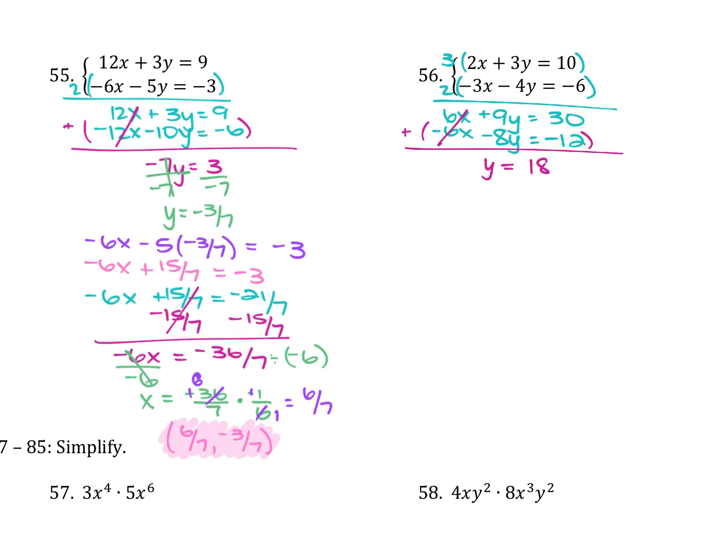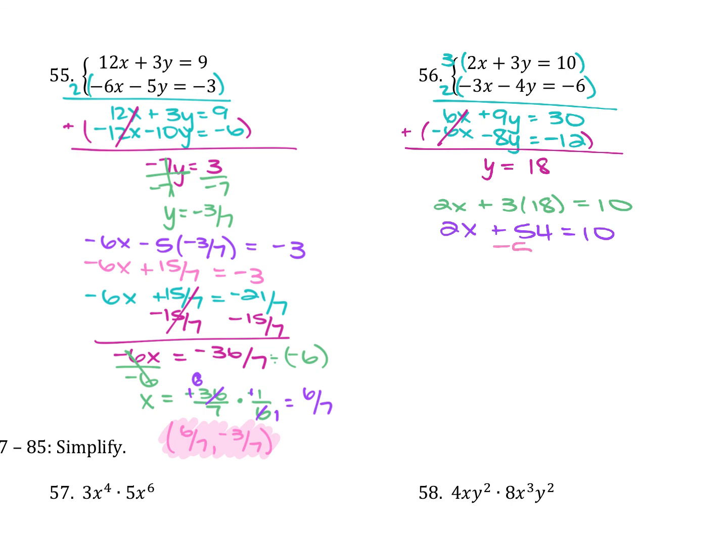From here, plug that 18 into one of the originals. I'm just going to use the top one. So it's going to be 2x plus 3 times 18 is equal to 10. That 3 times 18 gives us 54. So this gets rewritten as 2x plus 54 is equal to 10.